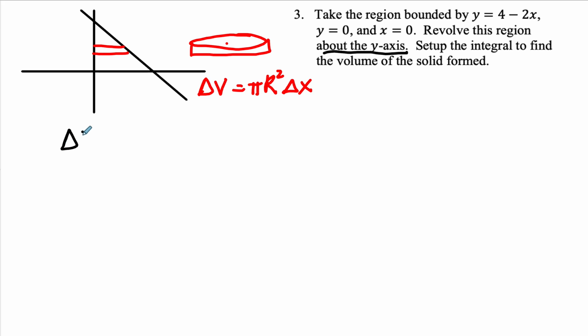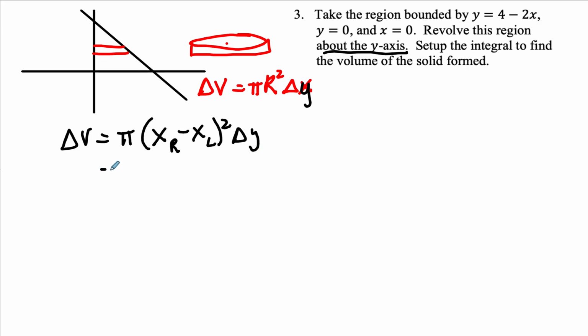Delta V equals pi, and we are not going to work with y of the upper and y of the lower. We're going to work with x on the right minus x on the left, quantity squared, and then this should be delta y instead, because our little thickness is delta y.